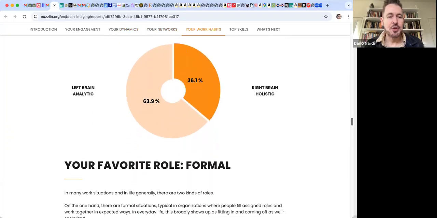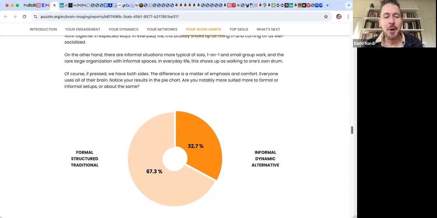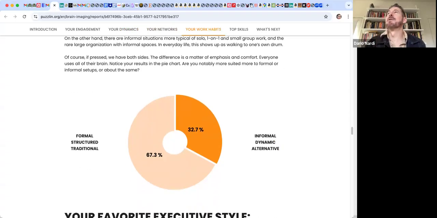So that works out left and right hemisphere, and then there isn't a natural vocabulary out there for this, but the way we talk about formal, structure, traditional, it means can you get on well in a formal company structure? That doesn't necessarily mean you like it, but can you get along well in it? The informal dynamic alternative is the person who, if they were majority informal dynamic alternative, probably would not be able to work a 9-to-5 job in a company. They would say, I don't like hierarchy, I don't like fixed working hours. They can't hold that down. They're going to have a lot of difficulty with that.